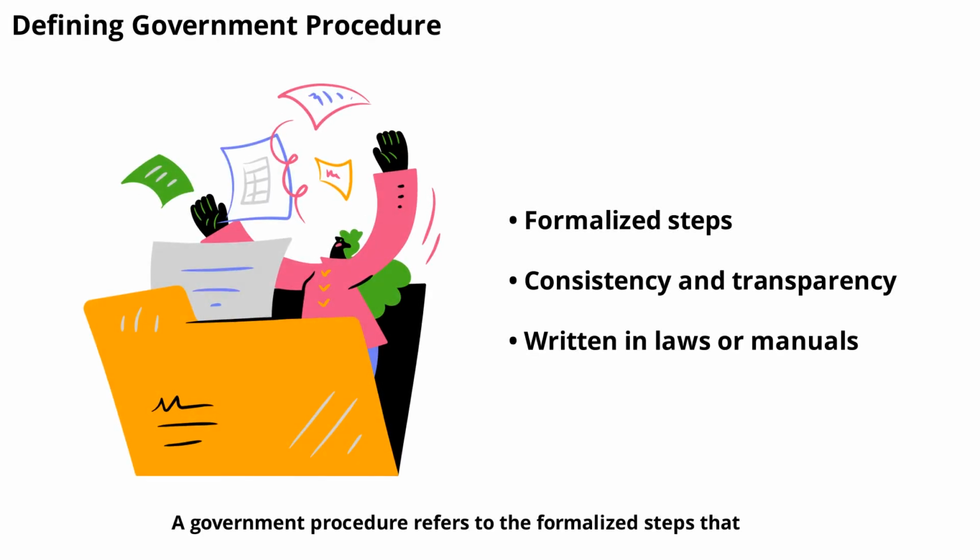Understanding these procedures is key to knowing how decisions are made and how you, as a citizen, can interact with your government. A government procedure refers to the formalized steps that officials and agencies must follow to accomplish a specific task. These steps are often written down in laws, regulations, or official manuals. The purpose is to create consistency and transparency in how government actions are carried out.